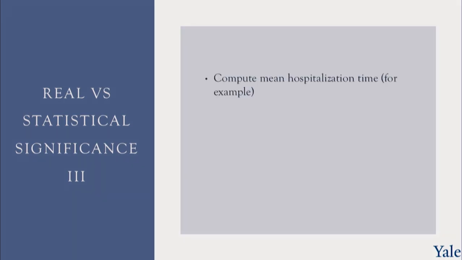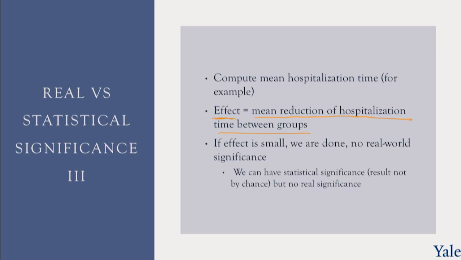We compute the mean hospitalization time, for example, or the mean survival time, or whatever the appropriate measure is, and we define something called the effect. The effect could be the mean reduction of hospitalization time between the groups, the difference between the things you're computing. This is the effect. If the effect is small, we're done. There's no real-world significance. We can have statistical significance. The result is not by chance, but no real significance. So the first thing we need to have is a big effect.